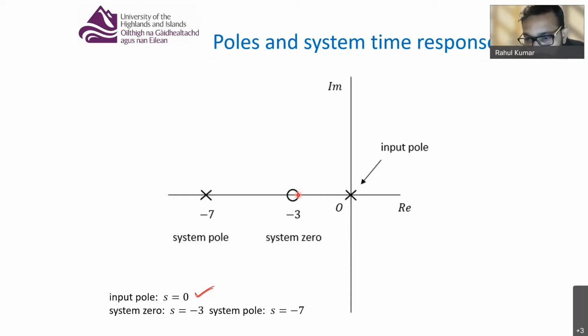And the system pole was at s equals -7. Okay, so -7 is way here, so I've put a cross at s equals -7, right? So that's my input pole, that's my system zero, and that's my system pole. I've plotted all of them.